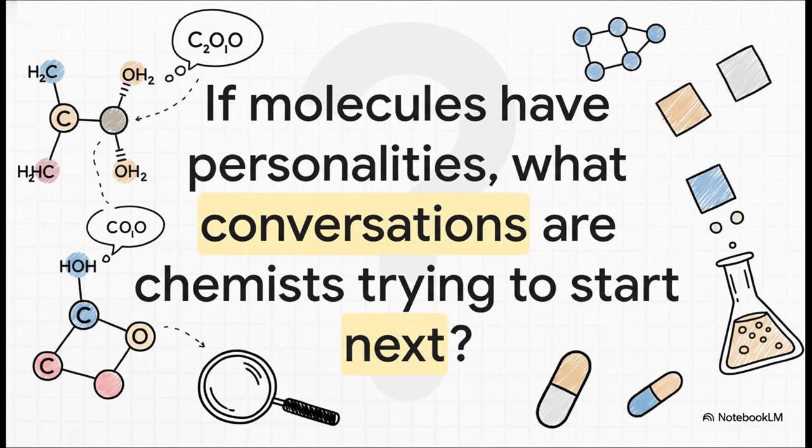Which leaves us with a final thought. We've learned these functional groups give molecules predictable personalities. So if chemists are basically molecular conversationalists, the big question is, what kind of groundbreaking conversations are they trying to start next?